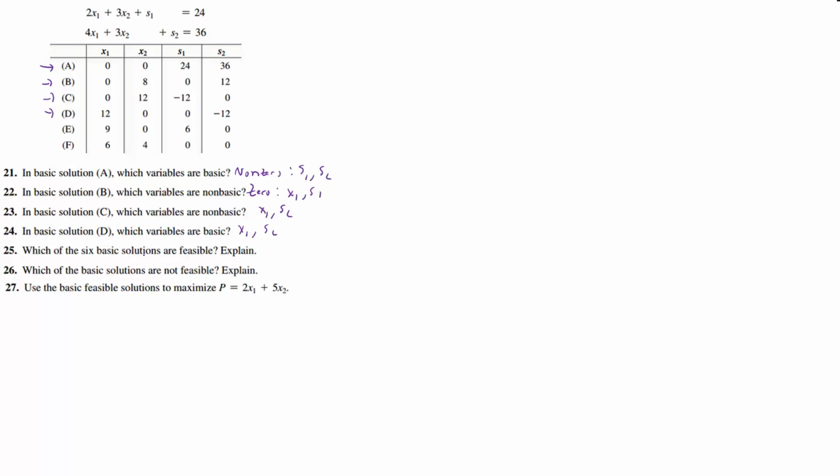Now, which of the six basic solutions are feasible? Feasible are going to be the non-negative only. Well, this one is a negative, so that one's not going to be feasible, but those are positive, there, and there. So A, B, E, F, it looks like, are the non-negatives. So those are all feasible solutions. Now, which ones are not feasible? Those are the negatives, and those are going to be C and D.